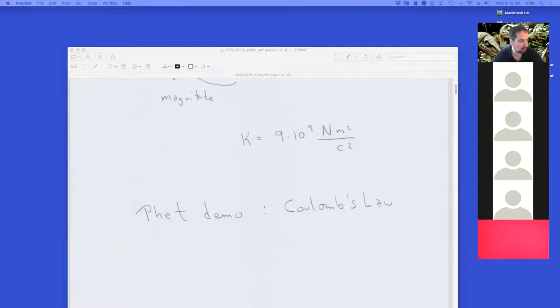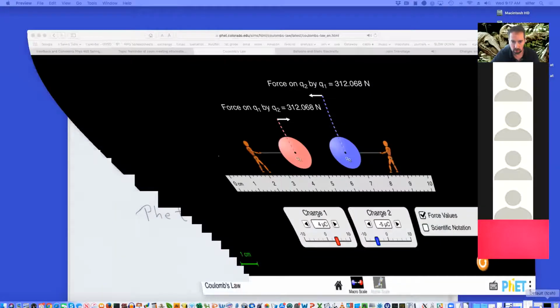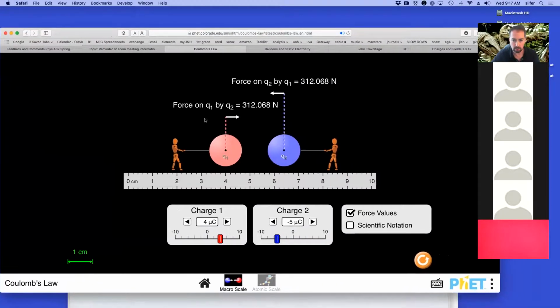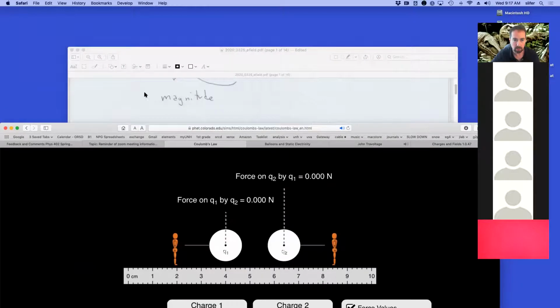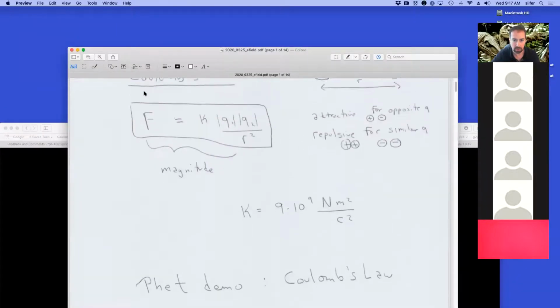Before I get to that example, let me show you what's going on. Let me get to the demo that I want to show, and that is of Coulomb's law in action. So let me start this over, and I remind you again, Coulomb's law. Let me see if I can get this in the background.